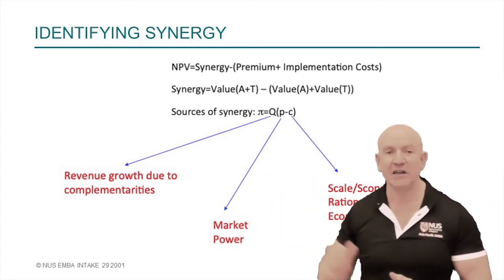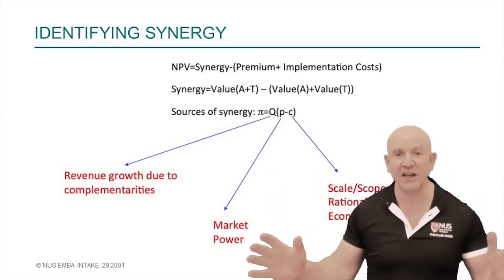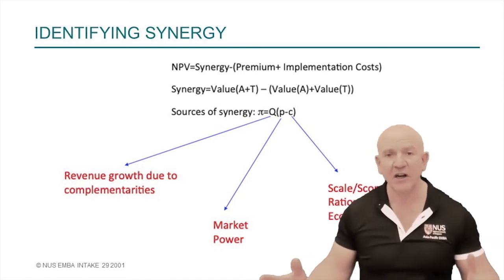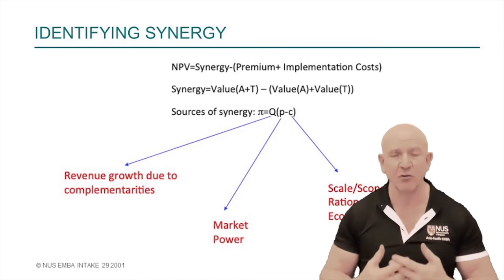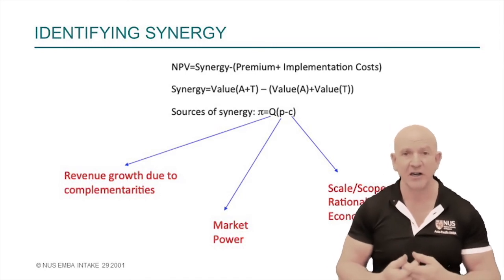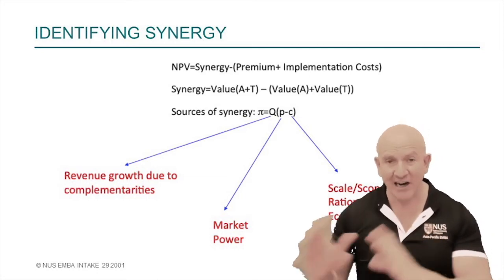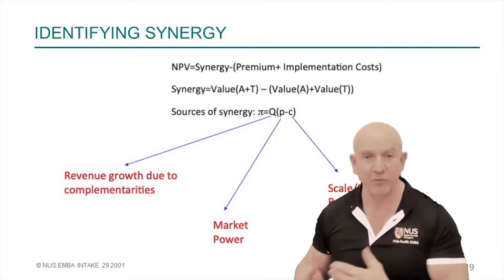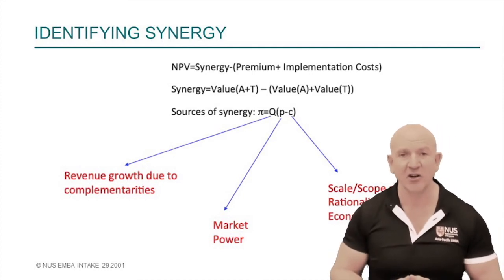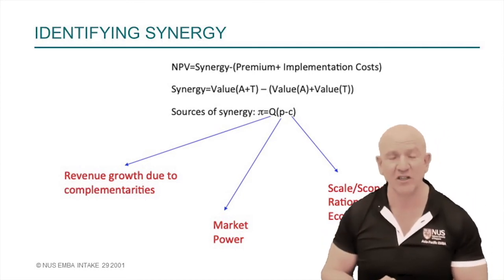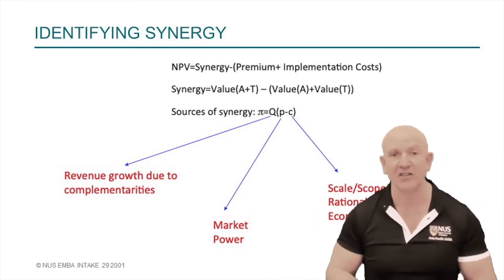At the other end, we can cut costs. These can be due to gaining economies of scale or economies of scope, or what we might call rationalization economies, where duplicate functions between the acquirer and target are eliminated. That's often some of the downsides of acquisitions, where there might be job losses as a consequence of pursuing those rationalization economies, which is a much nicer set of words than job losses. But at the end of the day, they relate to reducing costs.